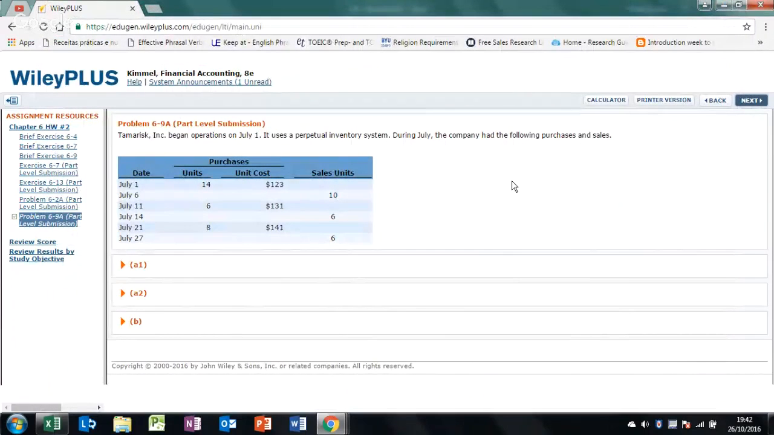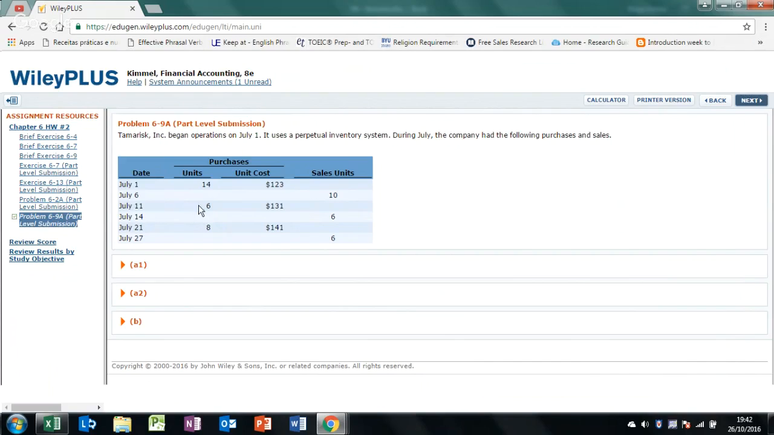So we're going to discuss problem 9A of chapter 6. Tamarisk began operations on July 1st. It used a perpetual inventory system. During July, the company had the following purchases and sales. July 1st, they bought 14 units at the price of 123. On July 6th, they sold 10 units.